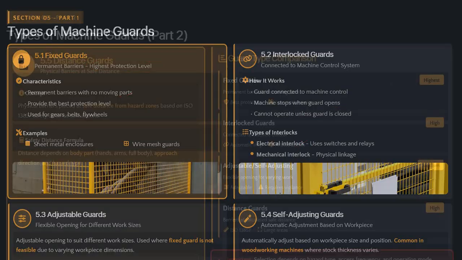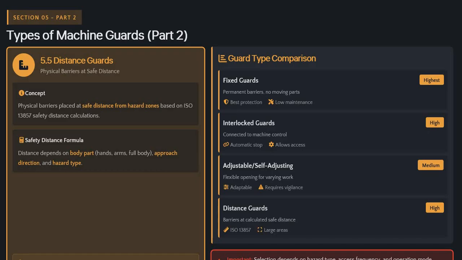Yeah, thank you. So then finally, distance guards. Distance guards are nothing but a fence. There will be one robot. We'll provide a fence up to the affected zone, where this robot arm can reach. So we safeguard the people from this robot. So this is the distance guard.